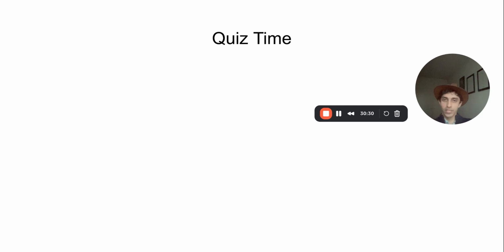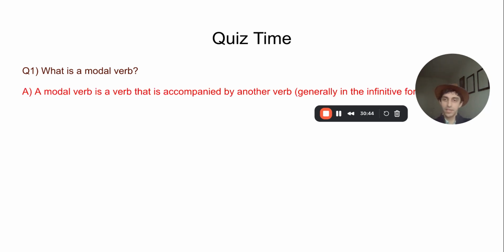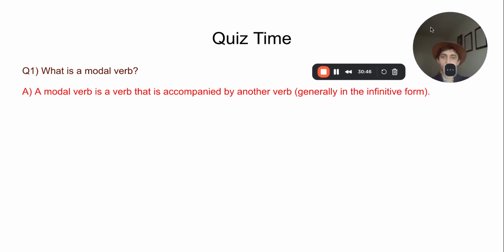Okay, now a brief quiz to test your understanding of these word order rules. Number one is, what is a modal verb? Okay, let me show the answer to this. So a modal verb is a verb which is accompanied by another verb. Normally that second verb is going to come in the infinitive form.